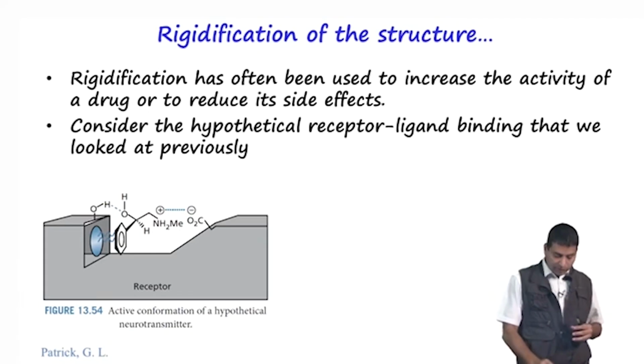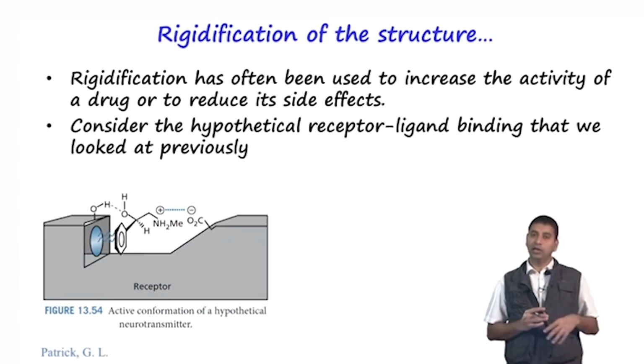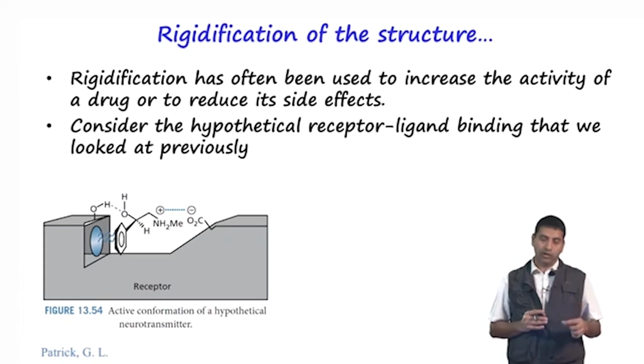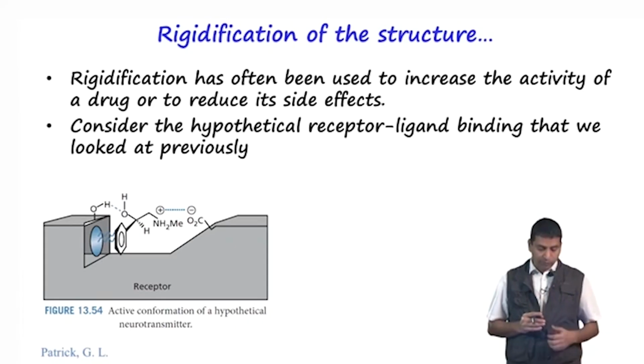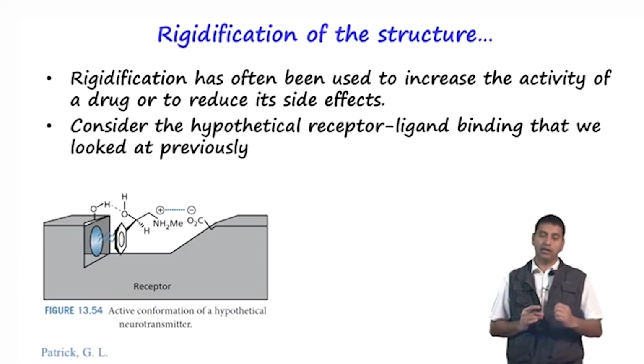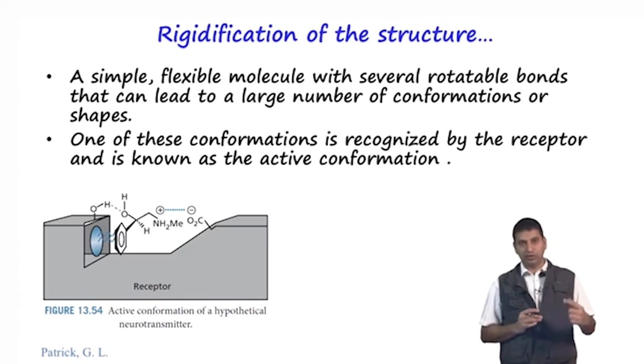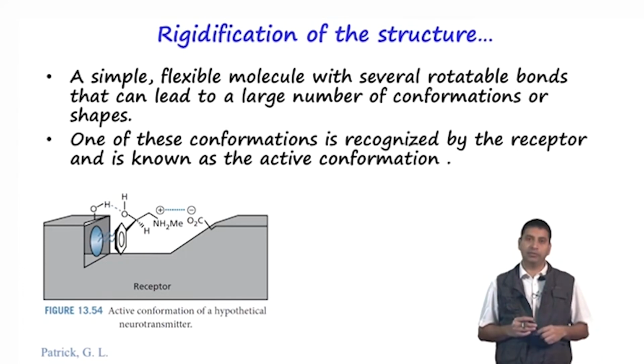So, this is our hypothetical receptor and hypothetical molecule, and as you can see, there are a number of interactions that we have looked at previously which are important for the binding of the molecule to the receptor. For example, you have a hydrogen bonding interaction as well as a van der Waals interaction and a salt bridge. A simple flexible molecule with several rotatable bonds will lead to a large number of conformations and, of course, a large number of shapes.